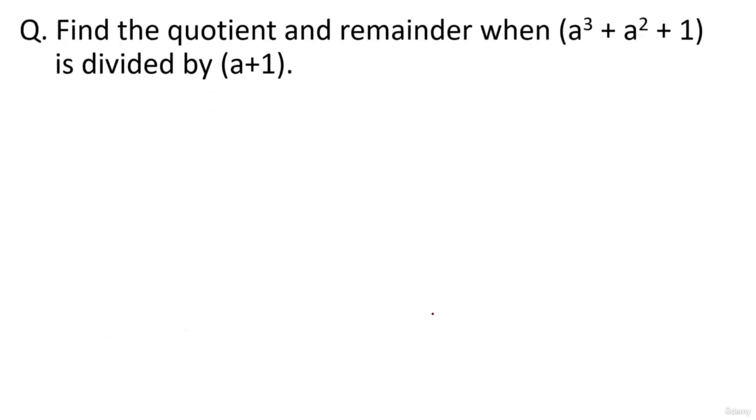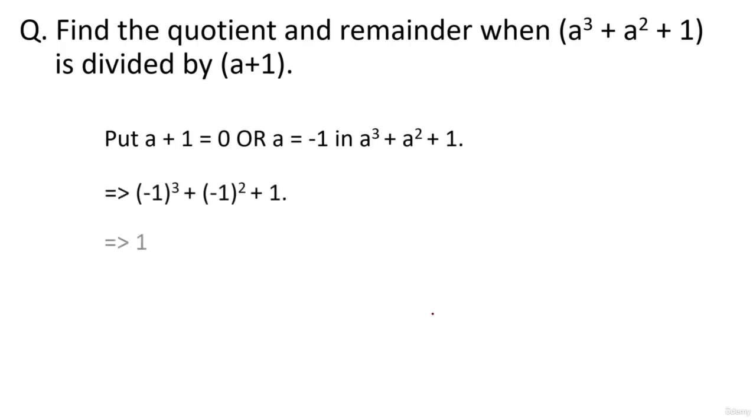Find the quotient and remainder when a cube plus a square plus 1 is divided by a plus 1. Deja vu? Yes, it's the same question that we began with. So by the remainder theorem, we first put a plus 1 equal to 0. A plus 1 equal to 0 when? When a is equal to minus 1. So we substitute minus 1 in the given expression, a cube plus a square plus 1, and we check its value. The value is 1. But now we have obtained the remainder.